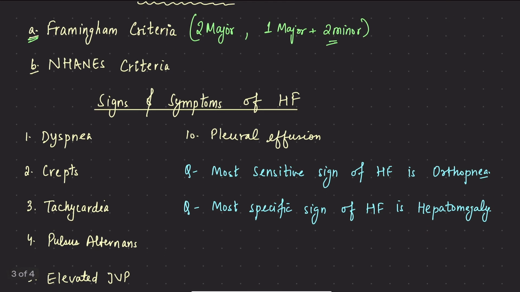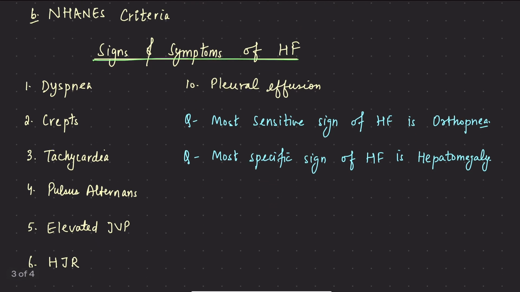Second is the enhanced criteria. It is also used in clinical trials for including patients. Let us not go into details of the enhanced criteria. Signs and symptoms of heart failure: see, this is very important. Patients come to you with what signs and symptoms so that you proceed towards workup and diagnosis of heart failure? First is dyspnea.